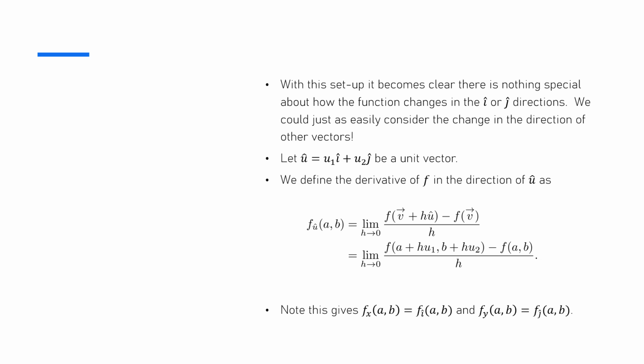And what we can see from this is if I were to take u to be i hat, this would be exactly the definition for the partial derivative with respect to x. And similarly, if I took u to be j hat, we get the partial derivative with respect to y. So we could rewrite that partial with respect to x as f sub i hat instead of f sub x if we like to. We get the same thing there. So that shows us that this directional derivative, which is what this is, the derivative in the direction of u hat, is just a generalization of the partial derivatives that we've already seen.